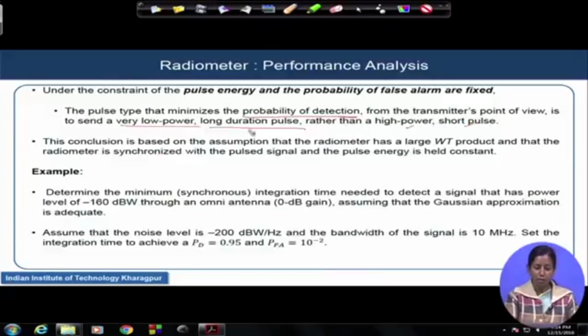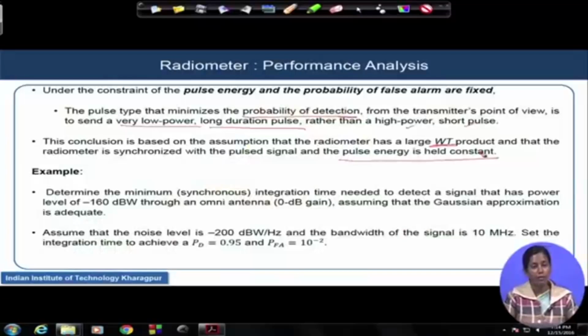The conclusion that we have made here is based on the assumption that the radiometer has a very large W into T product, and also we assume that the radiometer is perfectly synchronized with the pulsed signal, and the energy of the pulse is also held constant. So under all these considerations, the detection probability can go very high if I am going ahead with a low power but long duration pulse.